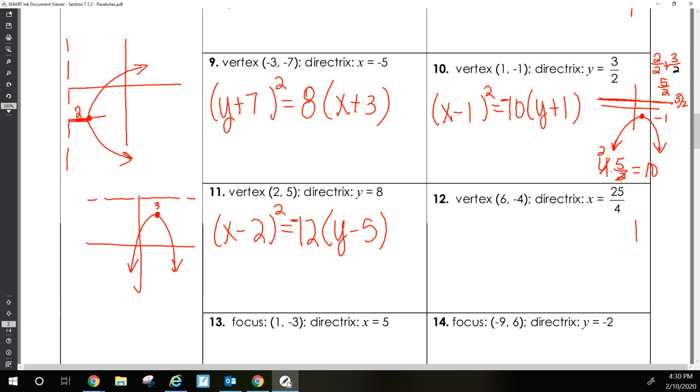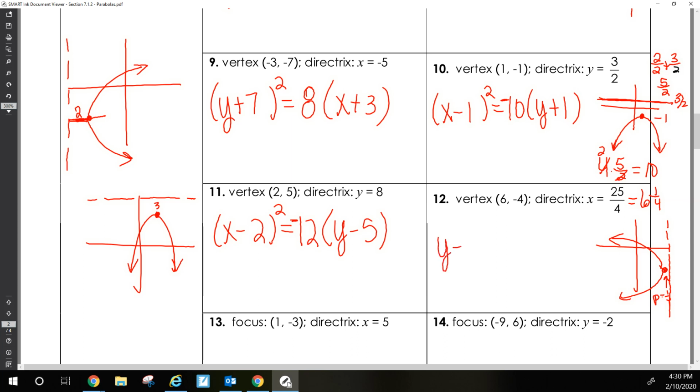Vertex for number 12 is at (6, -4), down here somewhere. My directrix is at x equals 25/4. Well, 4 goes into 25 6 times, so this is 6 1/4, which means my directrix is crossing my x-axis at 6 1/4. So that's just past that vertex, right? What's the distance between 6 and 6 1/4? That p-value is 1/4. We're going to be opening away from the directrix, so we're opening left.